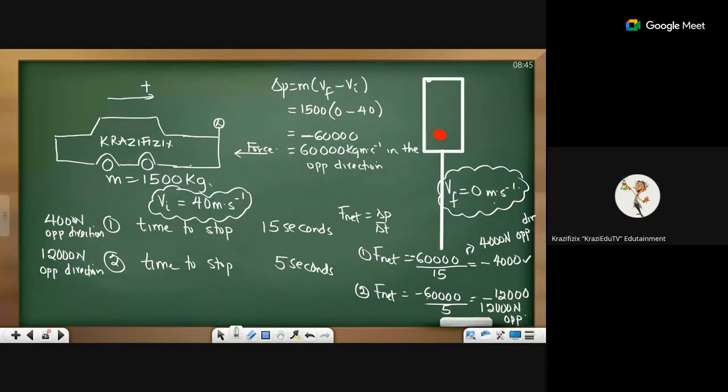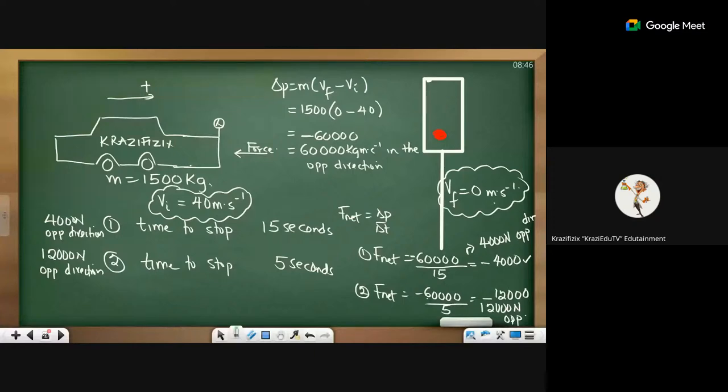Ayanda, we were only emphasizing our statement that says with the same change in momentum, F net and time are inversely proportional. The longer the time of contact, the smaller the force of impact.